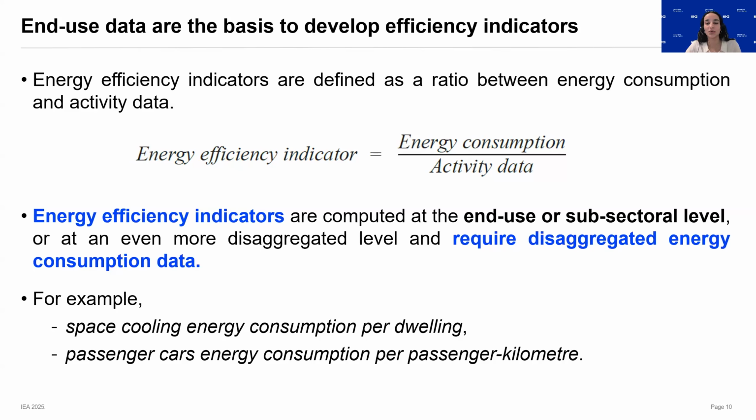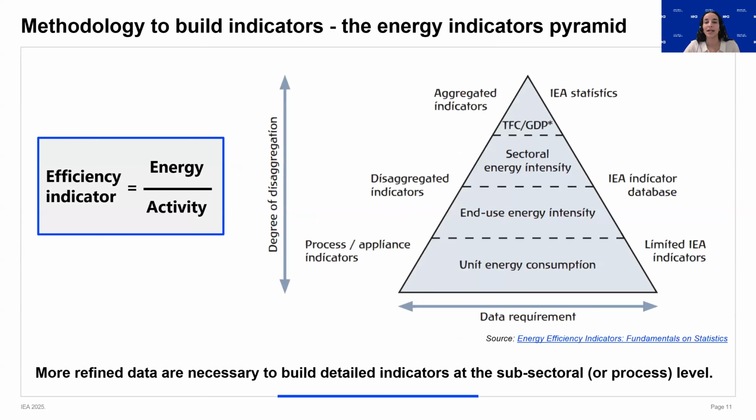In the IEA, we use the following pyramid, which is our methodology. The top of the pyramid shows very aggregated indicators, such as the energy intensity of the whole economy, which is an interesting indicator to compare the trends of various countries, for instance, but doesn't give many insights for policy decisions. The farther down one goes, the more data one needs.